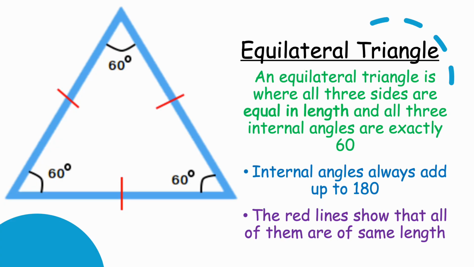An equilateral triangle is where all three sides are equal in length and all three internal angles are exactly 60 degrees. Internal angles always add up to 180. The red lines show that all of them are the same length.